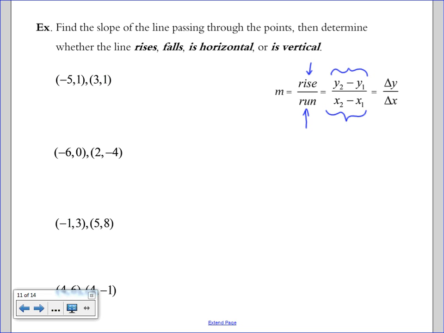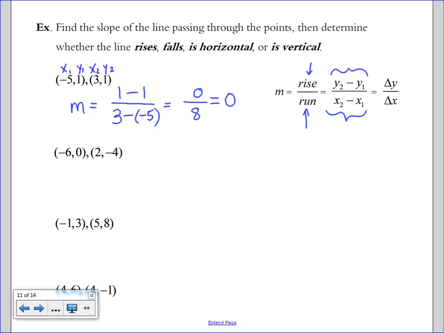So for example, if I wanted to calculate m for these 2 points, I take the second y value and subtract the first y value. This is y2, and I'm subtracting y1. Divided by the second x value minus the first x value. So 3 minus negative 5. Be very careful with your negatives in these slope calculations, because 3 minus negative 5 is like adding. So it's over 8. Now in this case, when we have 0 on the top, 0 divided by any number is going to be 0.